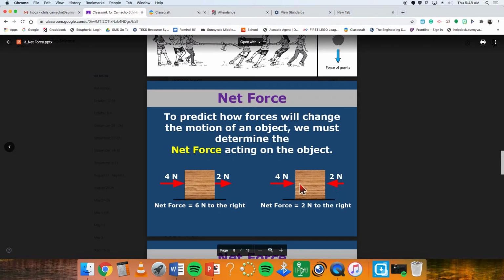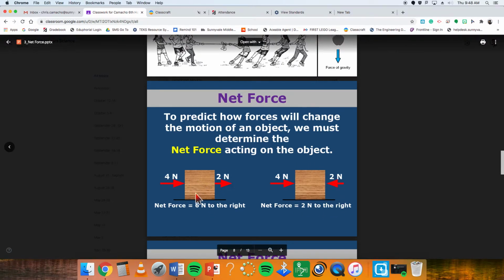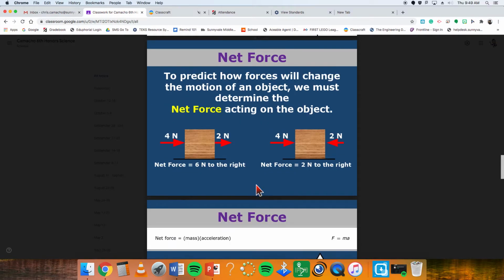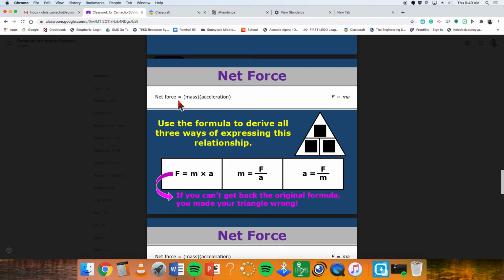Now let's look at the other picture. We have 4 newtons being pushed to the right and 2 newtons being pushed to the left. You subtract those two because they are opposing forces. So the net force would be 2 newtons to the right. So in the picture on the left, you add forces that work together to find the net force, and then you subtract opposing forces to find the net force. Sometimes your net force is zero, which would be a balanced force, and then other times there will be a net force in a specific direction. So net force is found: net force equals mass times acceleration.